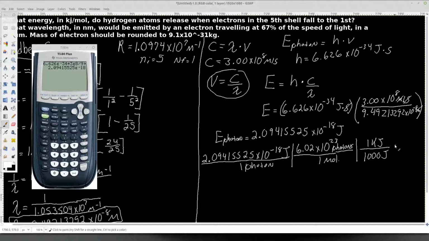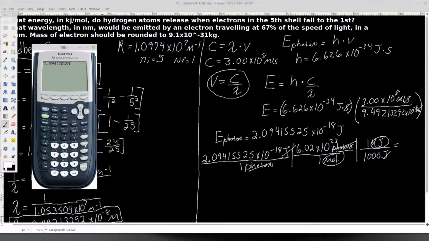So now this will finally give me my units of kilojoules per mole, because check this out. Photons will cancel with photons, leaving me with a mole, and then joules will cancel with joules, leaving me with kilojoules. So let's go ahead and put that into our handy dandy calculator. We have 2.09415525.